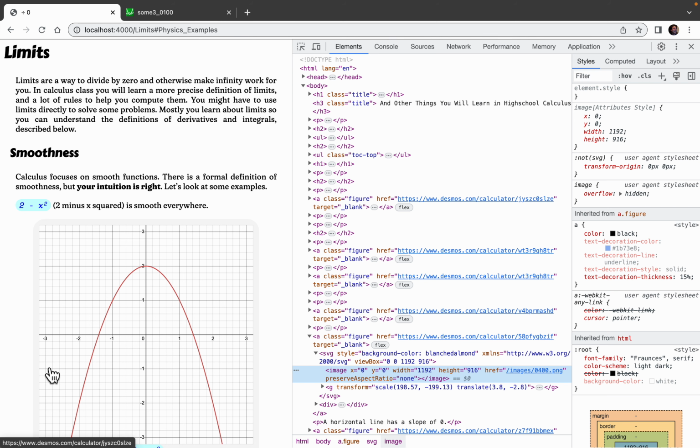Limits. Limits are a way to divide by 0 and otherwise make infinity work for you. In calculus class, you will learn a more precise definition of limits and a lot of rules to help you compute them. You might have to use limits directly to solve some problems. Mostly you'll learn about limits so you can understand the definitions of derivatives and integrals described below.